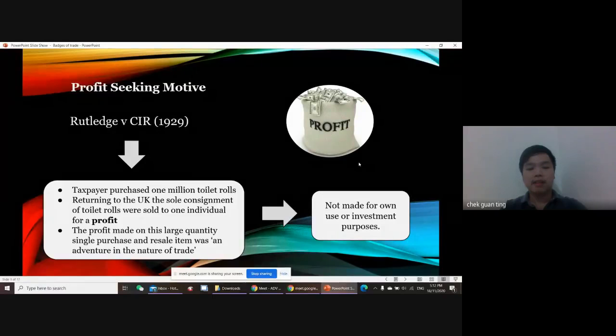Then in this case, the profit made on this large quantity, a single purchase and resale of the item, was considered as an adventure in the nature of trade.